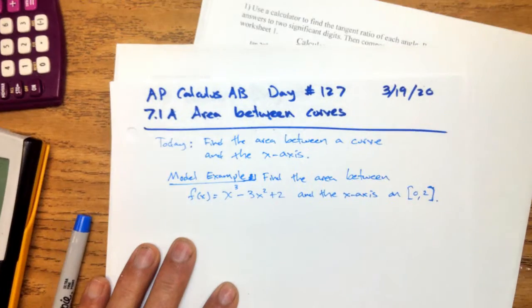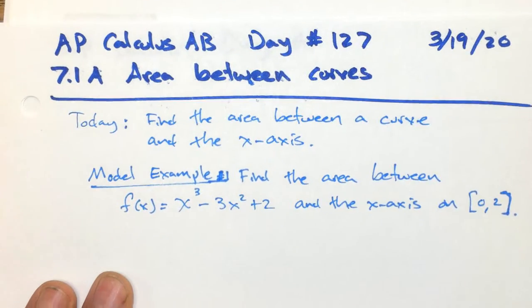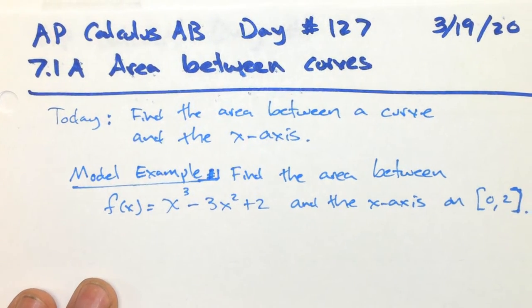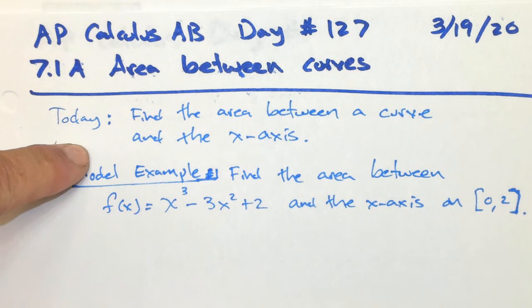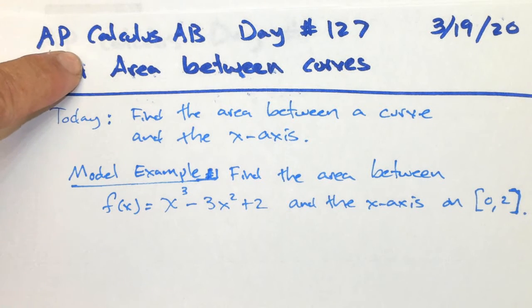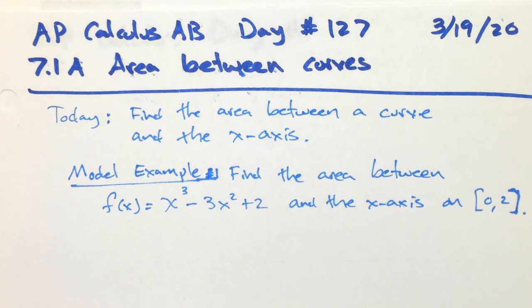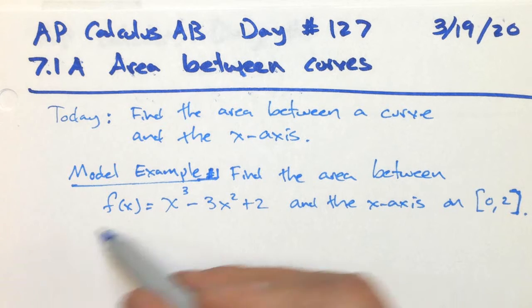Okay, so we have day number 127, 3.19, area between curves. You guys are going to be doing this on Khan Academy. The notes I'm going to give you are a little bit more in-depth than what Khan does. This is what we need to do for AP Calculus. Find the area between a curve and the x-axis. That's our focus for today. Pretty soon we're going to be doing two curves, but I want you to look at this one today. Here's model example number one.